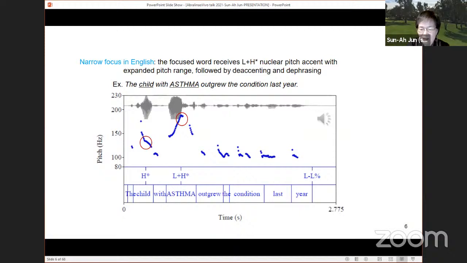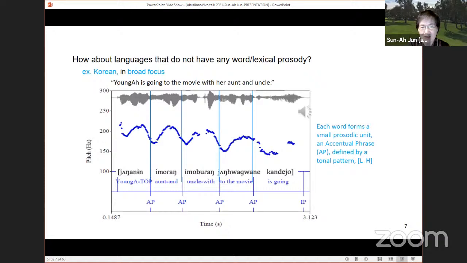Then the question is, how about a language that doesn't have any stress, doesn't have any word prosody, like Korean? In the broad focus condition, this is a sentence that has 1, 2, 3, 4, 5 content words. And each word tends to be marked by a low tone at the beginning of the word and then a high tone at the end of the word. So the beginning of the word is low and the ending is high, low and high, and then low and high. The sentence means, Yanga is going to the movie with her aunt and uncle.